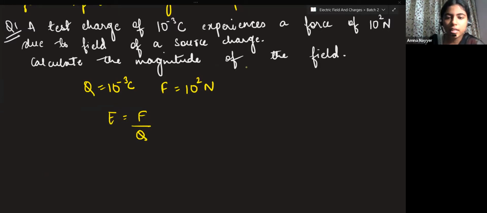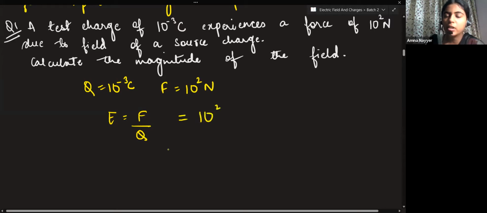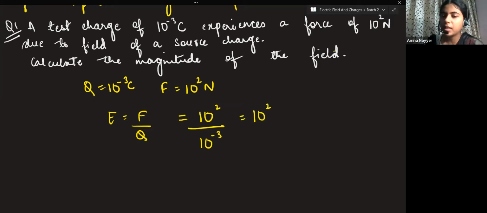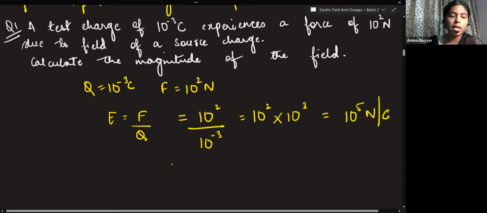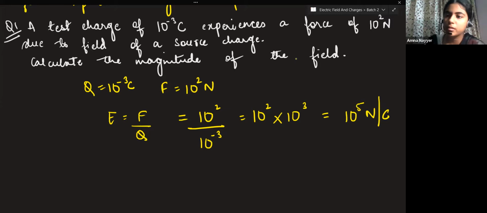See, force is given to you as 10 to the power 2. Charge is given to you as 10 to the power minus 3. Now see, 10 to the power plus 2, and when this 10 to the power minus 3 goes up, it will become 10 to the power plus 3. So what is this? 10 to the power 5, and the SI unit will be Newton per Coulomb. So all those who have committed an error, just see where was your error in your calculation and note it down. Then we'll move further.